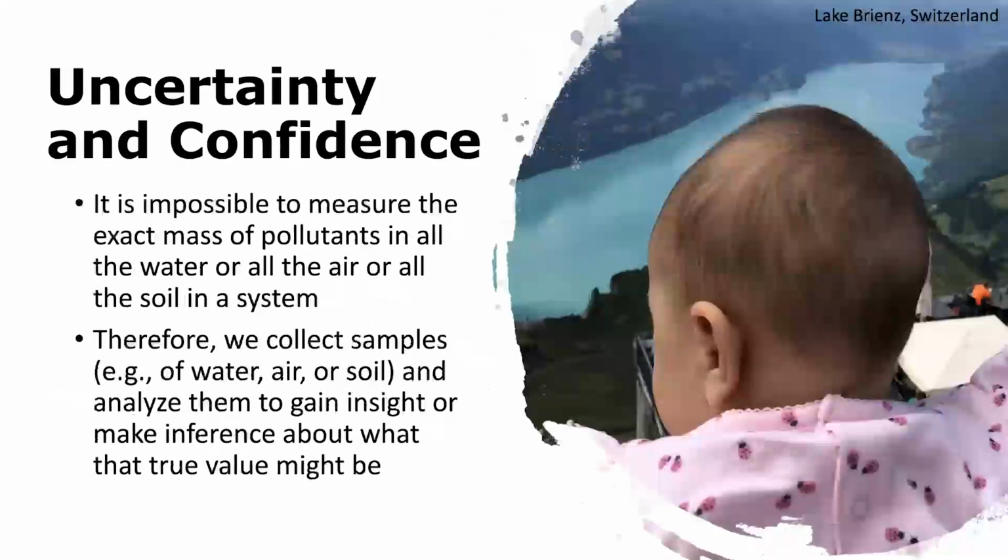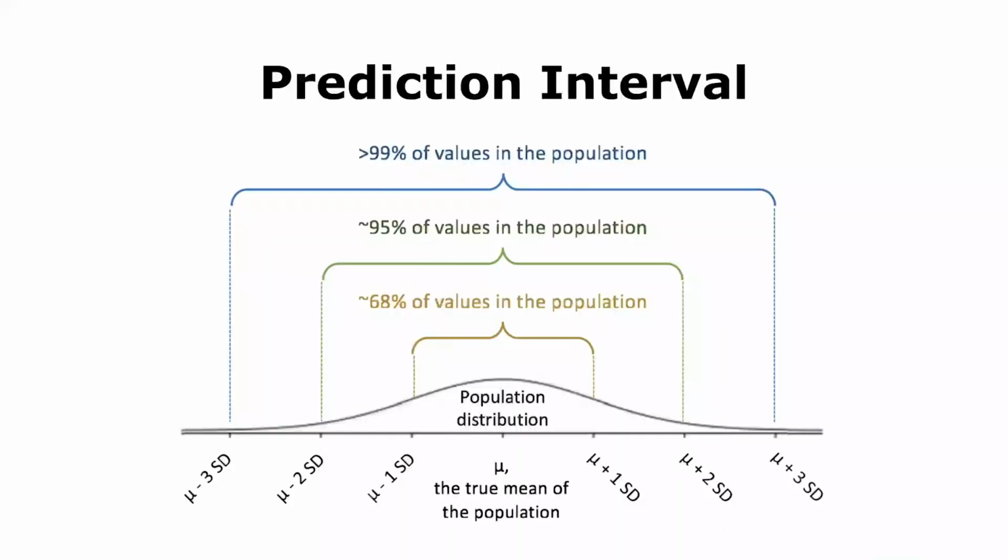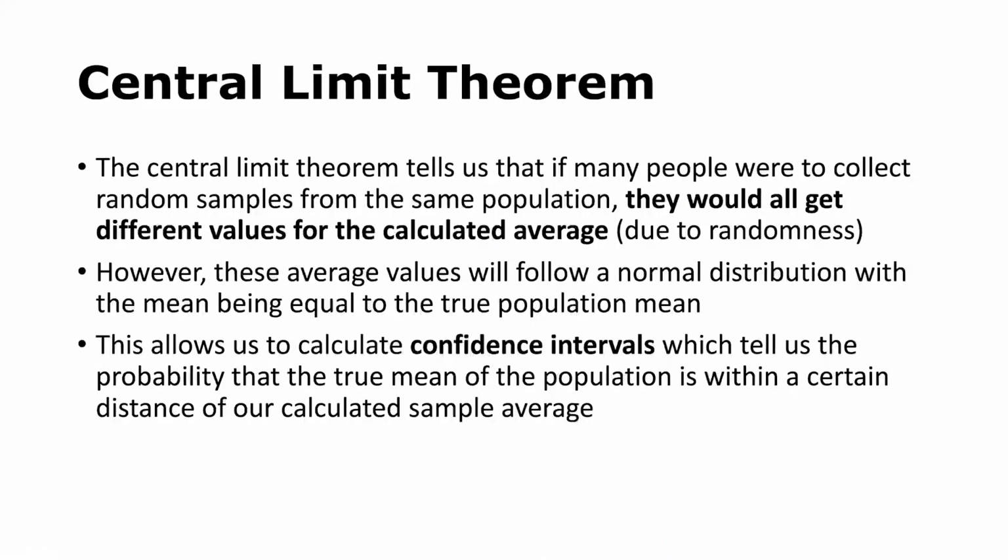I'm going to repeat. The prediction interval tells us the probability that a future measurement will appear within some range. So 99% of the values appearing between this range, mean minus 3 standard deviations and mean plus 3 standard deviations. That's not the same thing as a confidence interval. A confidence interval tells us the probability that the true mean of the population is within a certain distance of our calculated sample average.